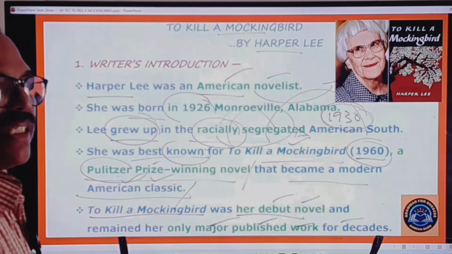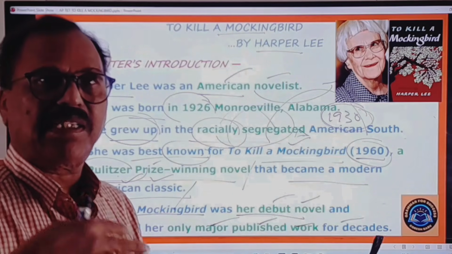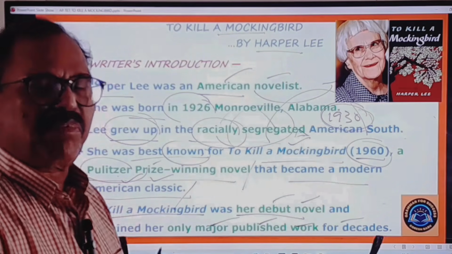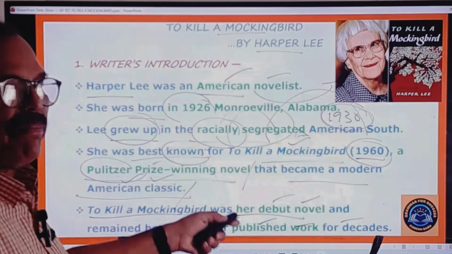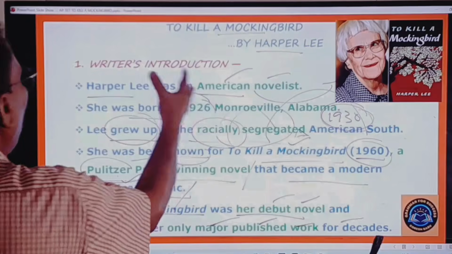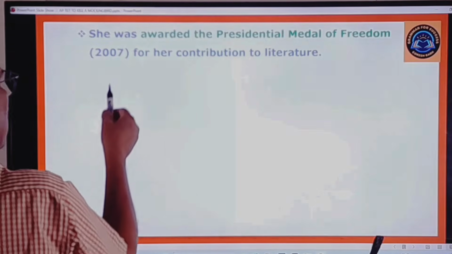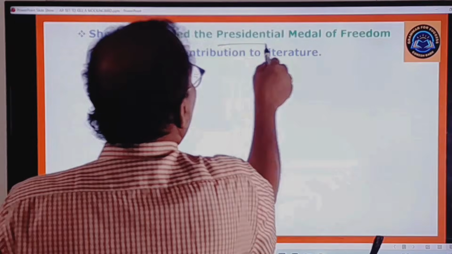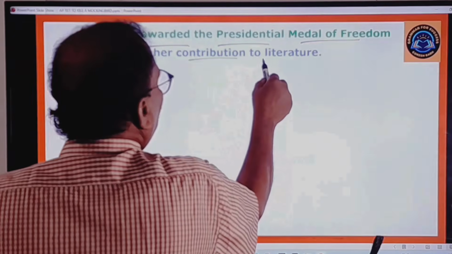Markets for decades. That was published in 1960, 1970, 1980, 1990. For several decades, it has been her only major published work. So this is all about this Harper Lee. Next point about her is she was awarded the Presidential Medal of Freedom in 2007 for her contribution to literature.